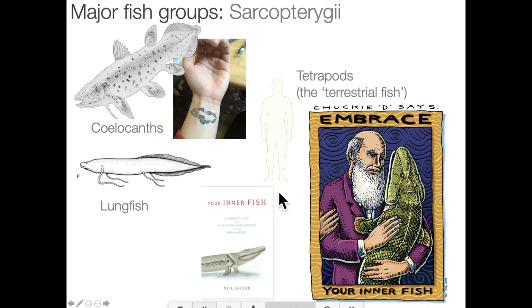Coelacanths in particular are interesting because they were thought to be the ancestral species that led towards tetrapods, so they're also known as the terrestrial fish. Here I have a nice cartoon depicting Chucky D, so Charles Darwin, embracing his inner fish. And if you want to learn more about embracing your inner fish, you can read this book, which is a journey into evolution of tetrapods in the human body. I've read it before, and it's not a total snooze if you're interested in scientific reading.